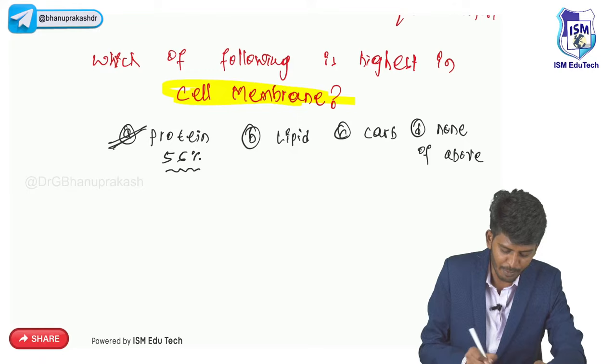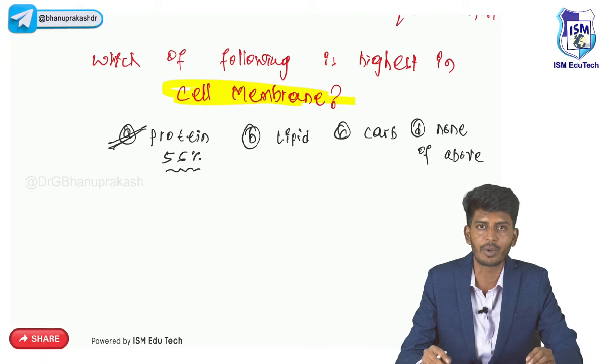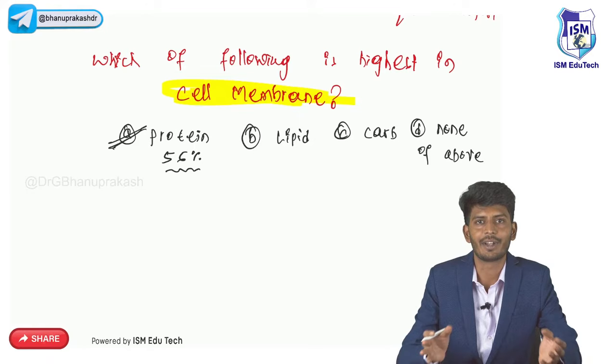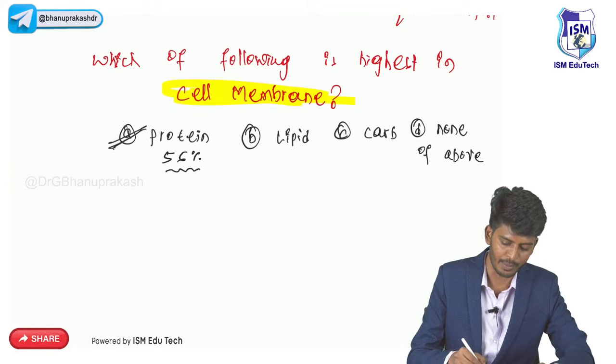Now why did you people make a mistake here? I'll tell you that also. Because all of you learned one thing, that proteins are less, because you used to think of phospholipid, the lipid bilayer membrane. From that lipid bilayer membrane, what you have studied, you used to tell that lipids are very rich. But the answer is proteins, guys. Proteins is the correct answer. Okay.